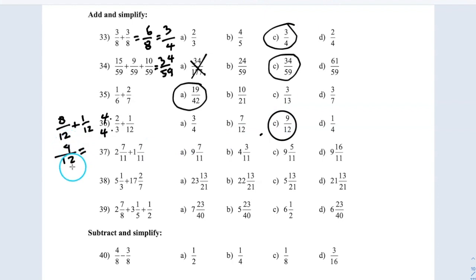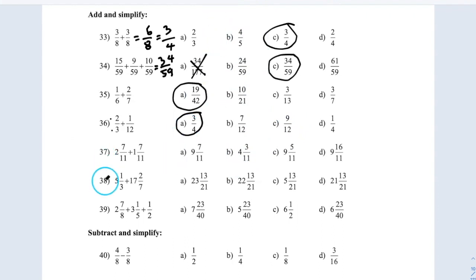Can I divide by 2? No. Can I divide by 3? Yes. 9 divided by 3 is going to give me 3, and 12 divided by 3 is going to give me 4. So my answer is 3 over 4 because they're asking me to simplify. You see how tricky that question is?